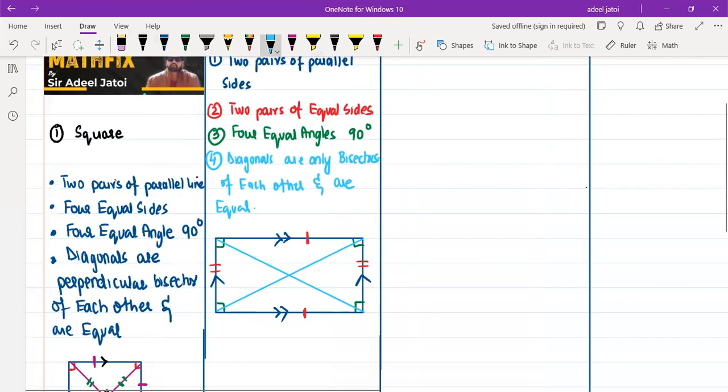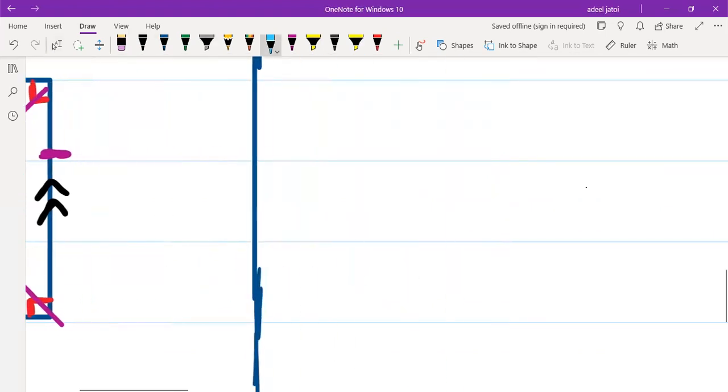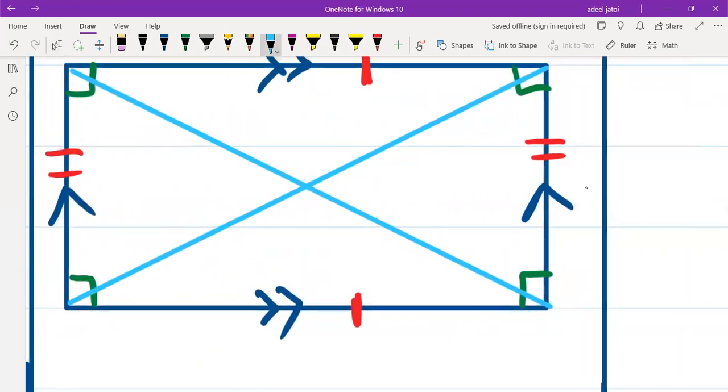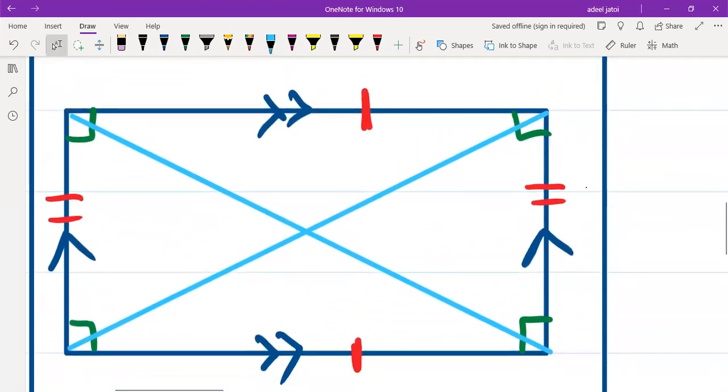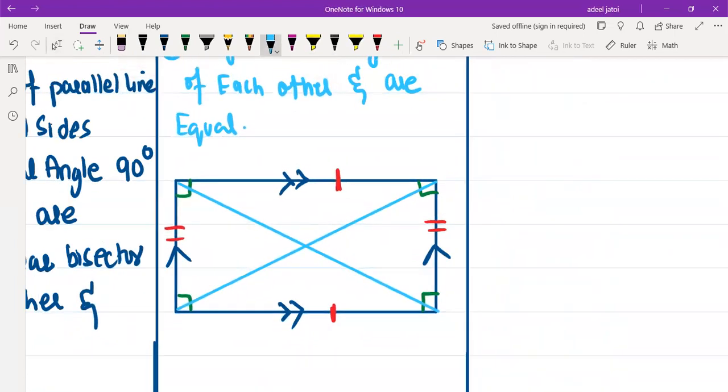Like in square, it was crossing the midpoint, and it was also being perpendicular. That means it was creating 90°. But in rectangle, it will not create 90°, but they are bisectors. That means they are crossing each other, but they are not perpendicular. They are crossing, they are the bisector, but not the perpendicular. So the angle will be different. You can always have opposite angles that are equal here. That means you can say this angle is equal to this angle. But obviously you will have angles that are different.